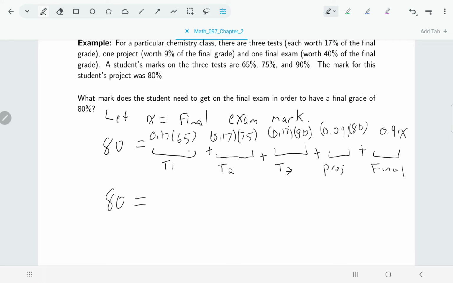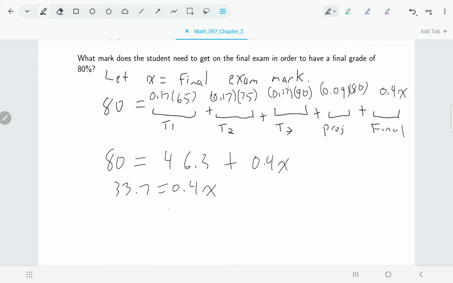When I calculate the amount that we're getting from test 1, test 2, test 3, and the project, altogether that adds up to 46.3. And so bringing the 46.3 to the other side, we've got 33.7. And then dividing by 0.4, I get x is 84.25.